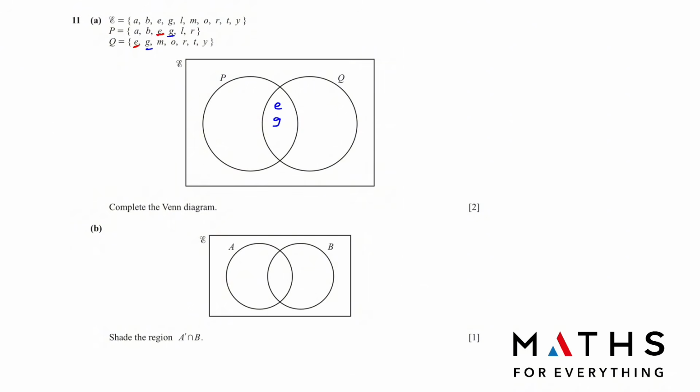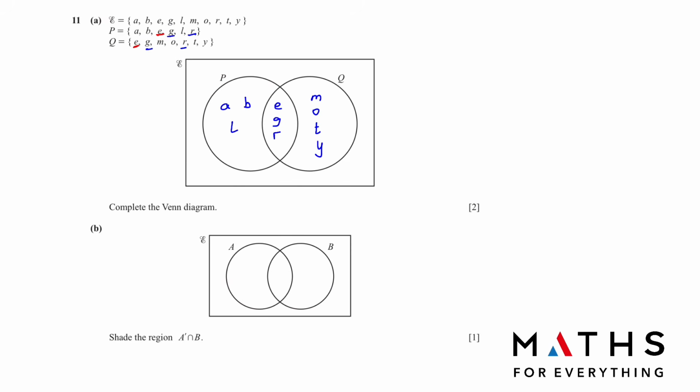We also have R. Whatever is not common in P, what is remaining, A, B, and L, write it in this part, the only P part. And for Q, write M, O, T, Y. Be sure that you put it correctly.